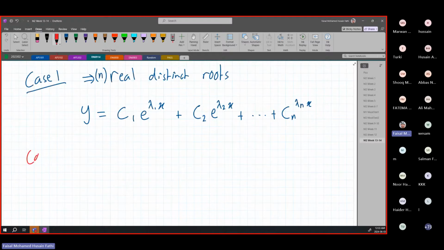For case 2, it is when you have repeated roots. So you have n repeated roots.